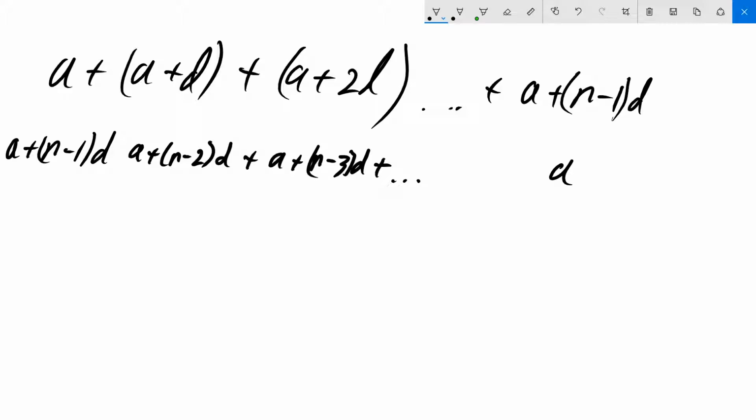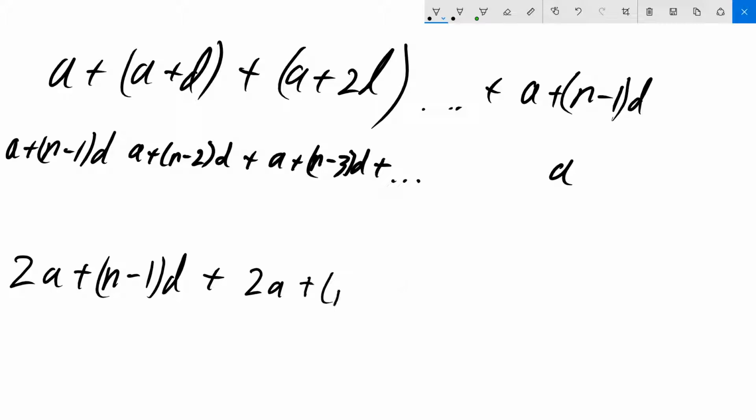What we'll get is 2a plus n minus 1 d, plus 2a plus n minus 1 d, and this pattern will continue. It's going to be 2a plus n minus 1 d, and this will happen n amount of times.